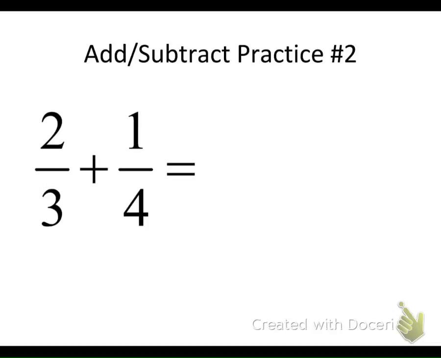So 3/4. 3 and 4. Nope, that's multiplying and dividing. So I need to find a common denominator of 3 and 4. I do that by thinking of what is the least common multiple of 3 and 4. So least common multiple, if I count by 3s and then I count by 4s, what number do they share?